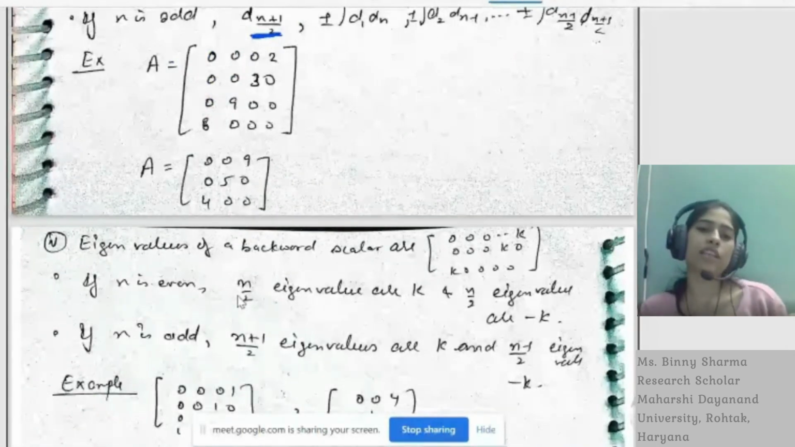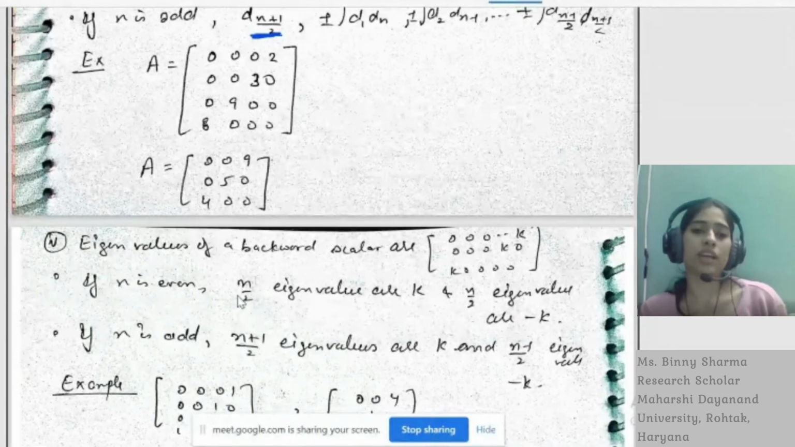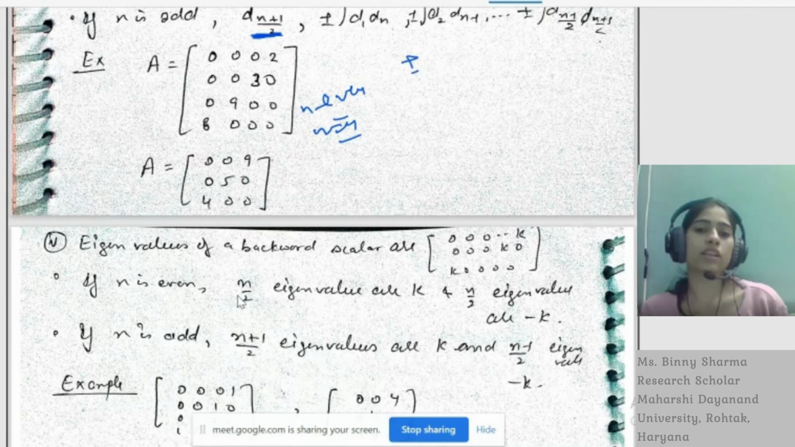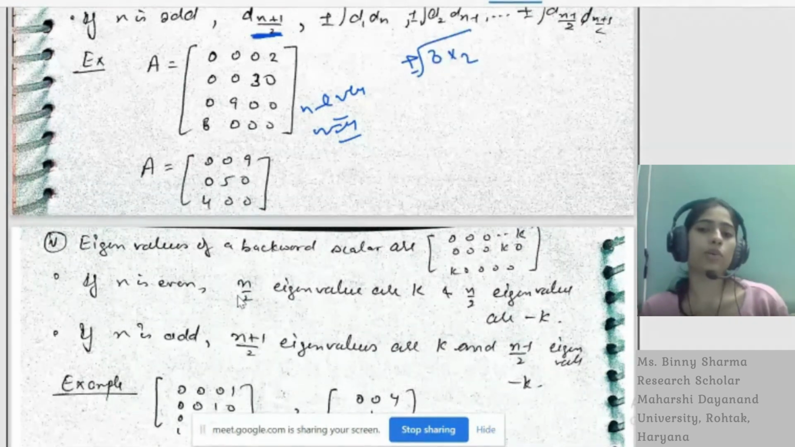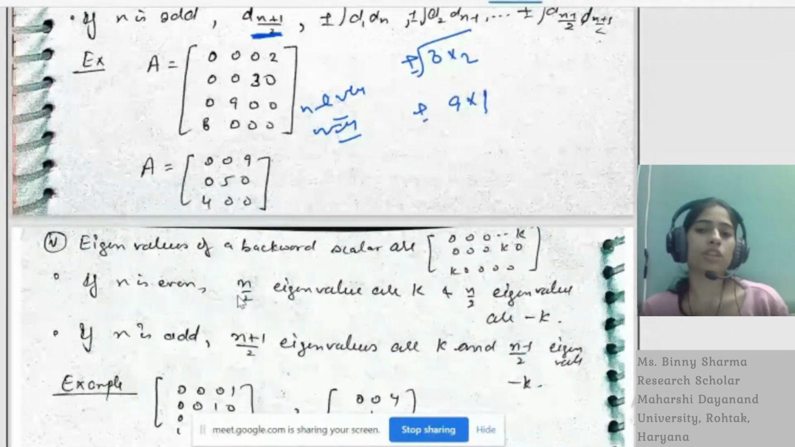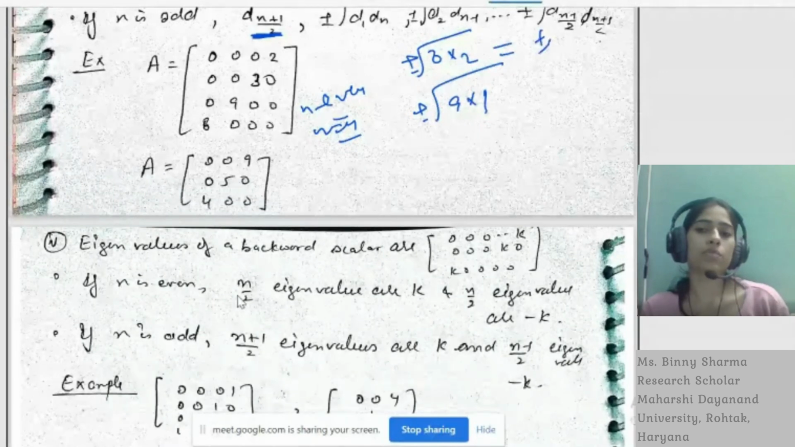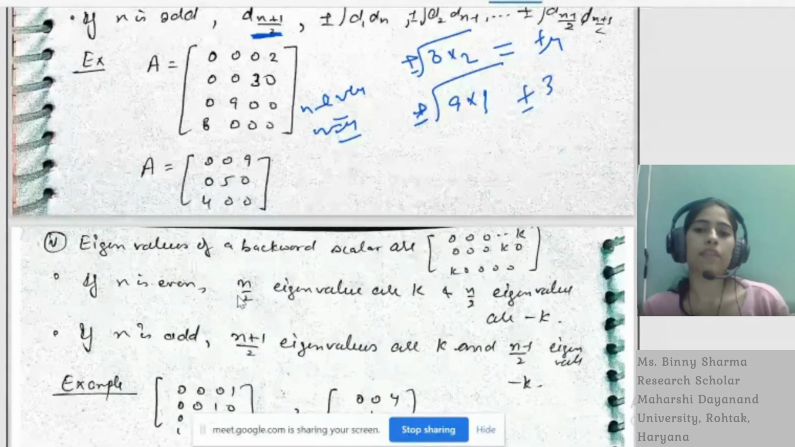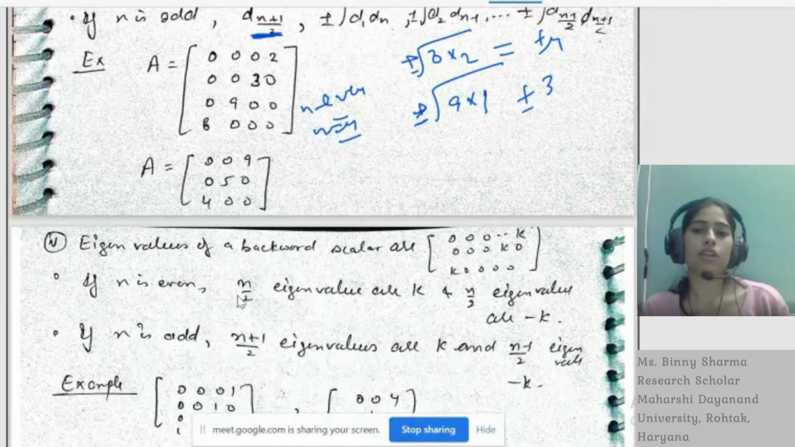Let we have a matrix A with 0 0 2. This is a backward diagonal matrix and here n is even, that is n is 4, and its eigenvalues would be plus minus under root of 8 into 2, plus minus under root of 9 into 3, that is plus minus 4, plus minus 3 root 3.